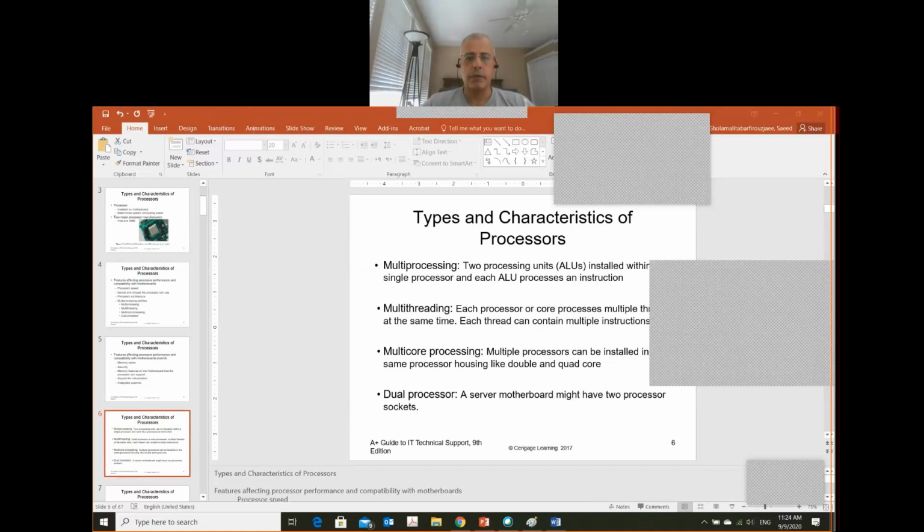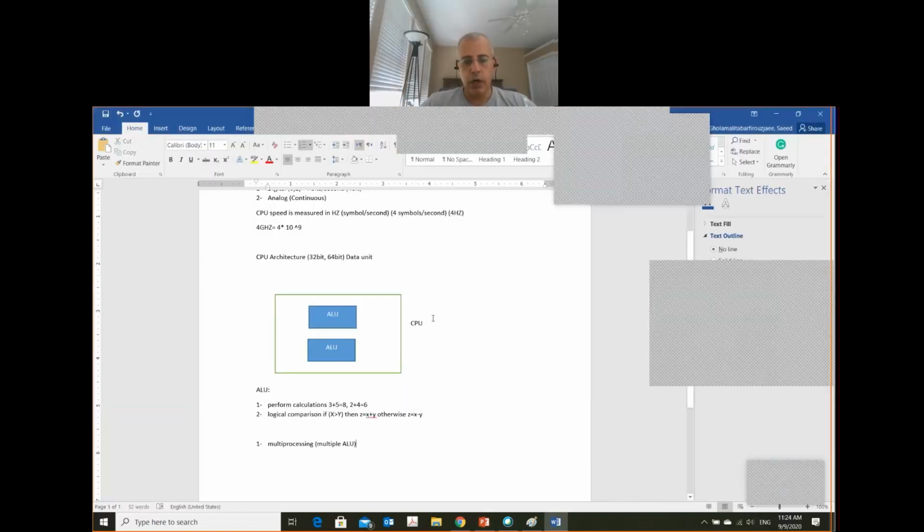All right. So what do we mean by a thread? The ALU can receive instructions and perform calculations. So the ALU only works with instructions.